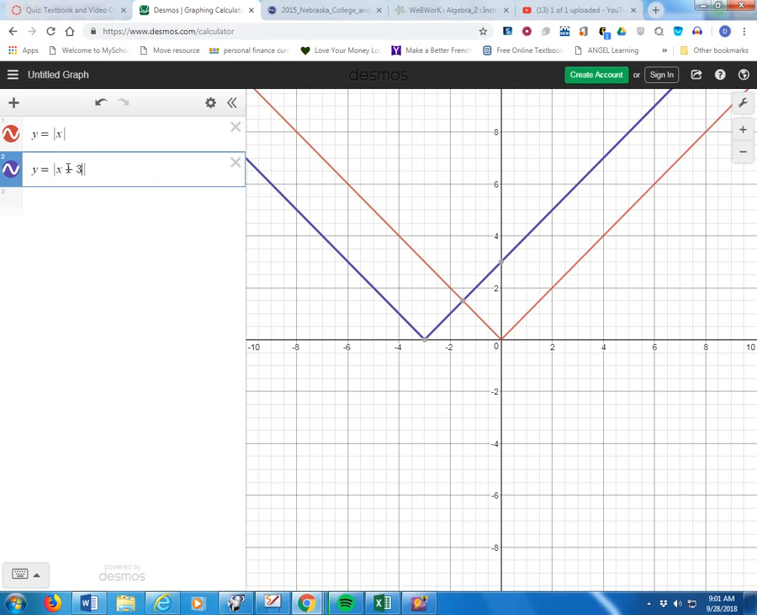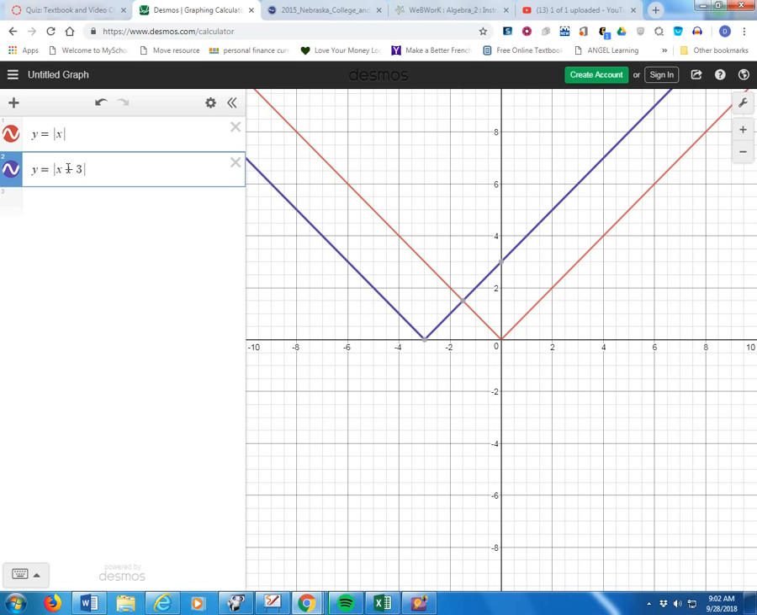Now type in absolute value x plus 3. What happened to this graph? It moved over. Which way did it move? The left. Does that make sense to us? It doesn't seem right to me, because I added 3, but it went left. Because the absolute value changes it? No, it has nothing to do with the absolute value.